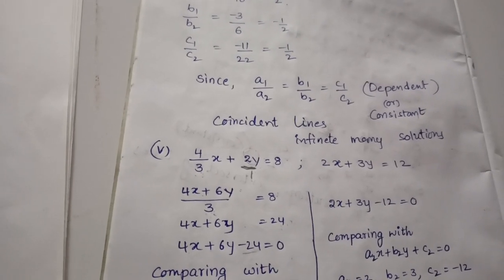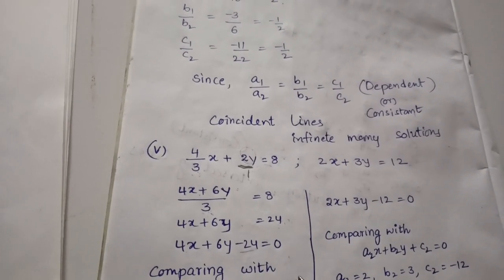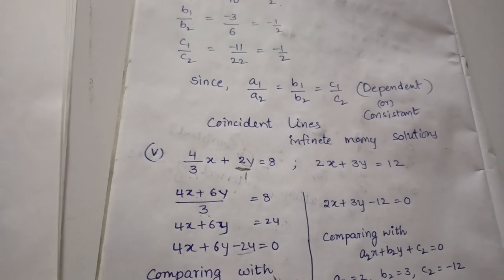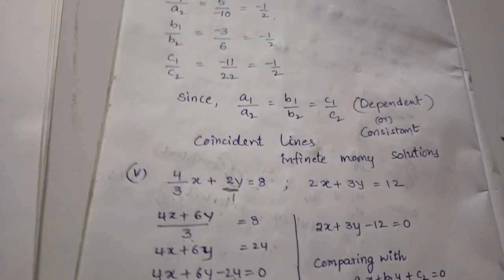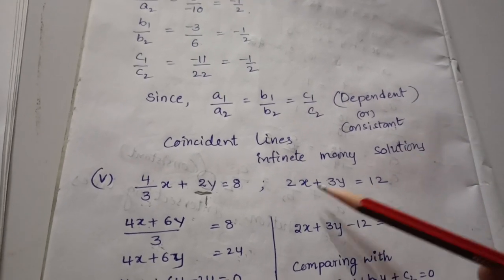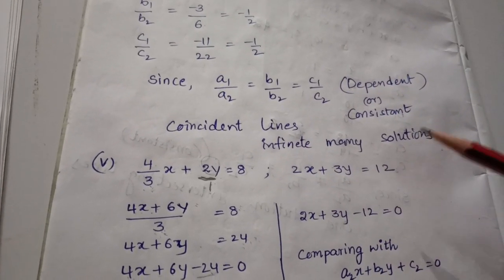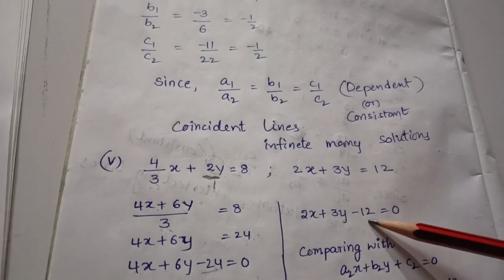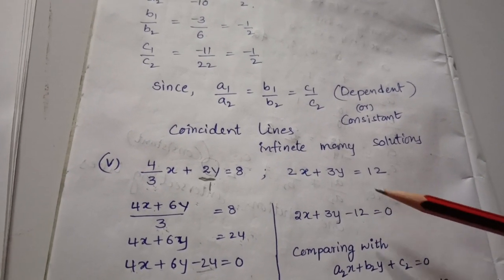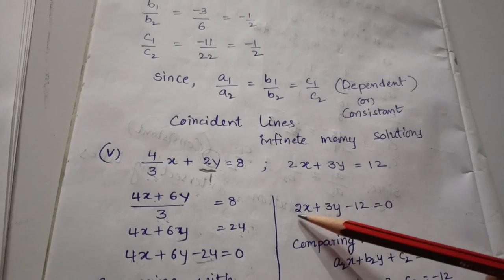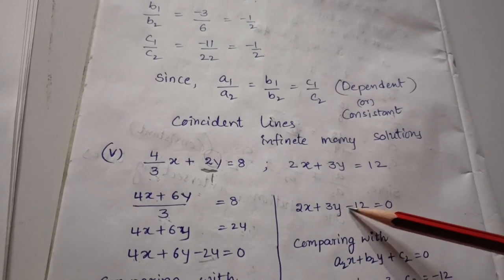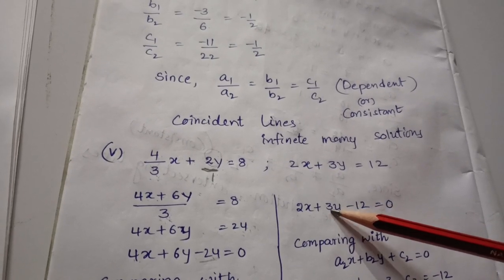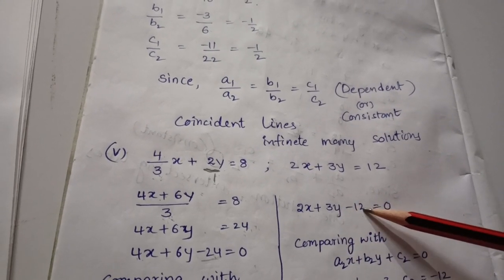Comparing with a1x plus b1y plus c1 equals 0, a1 is 4, b1 is 6, c1 is minus 24. Next second equation, 2x plus 3y equals 12. 12 transposing to the LHS becomes minus 12. So comparing with a2x plus b2y plus c2 equals 0, a2 is 2, b2 is 3, c2 is minus 12.